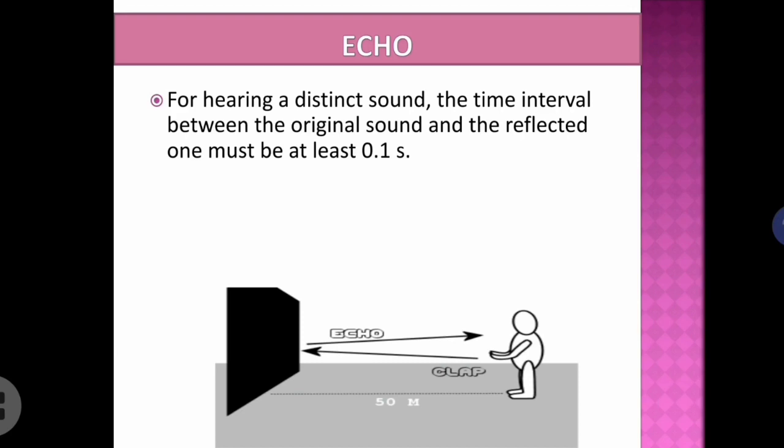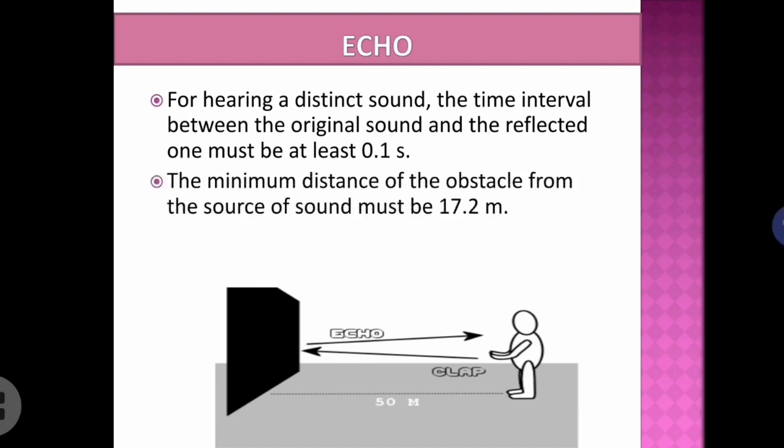So if the reflected sound reaches us before that time, we cannot distinguish the original sound and the reflected sound. That's why the time interval between original sound and reflected sound must be at least 0.1 second. Similarly, the minimum distance of the obstacle from the source of sound must be 17.2 meter. Because if we follow the first condition, the time interval is 0.1 second, and we know the speed of sound at normal temperature. If you know the speed and time, you can calculate the distance. Likewise, the minimum distance between the obstacle and the source of sound is 17.2 meter.